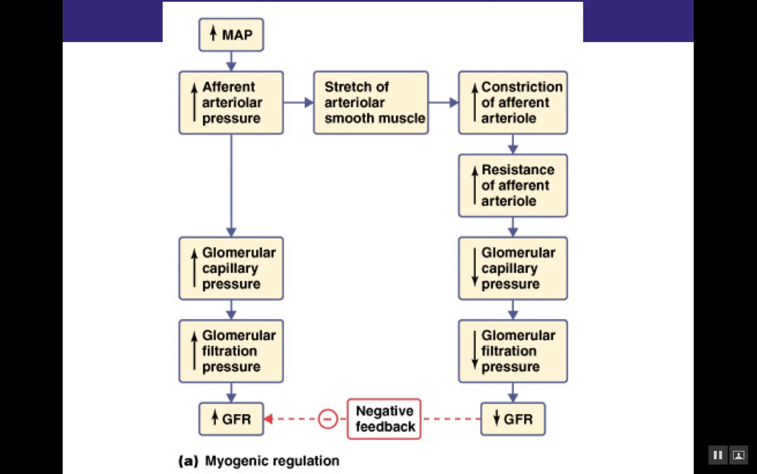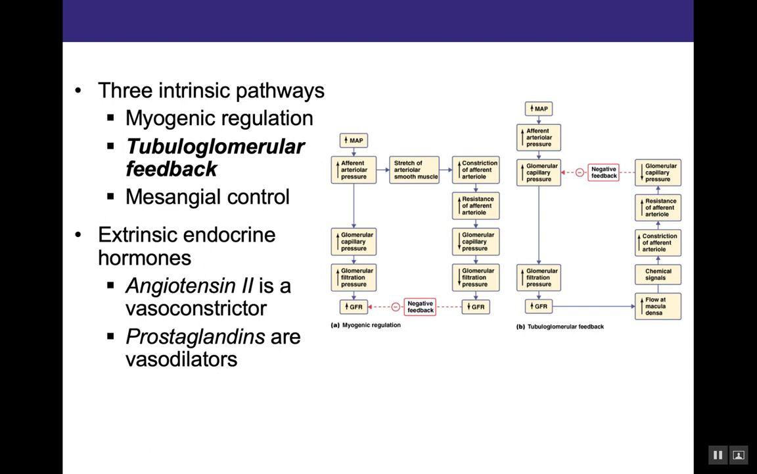So again, this is a compensatory mechanism to try to keep GFR constant in the face of changing or varying arteriolar pressure, mean arterial pressure. Trying to keep that GFR constant. All right, so now let's move on to tubuloglomerular feedback. This is the flow chart on the right-hand side of this particular figure. And let's review the anatomy of the glomerulus and the distal tubule one more time.